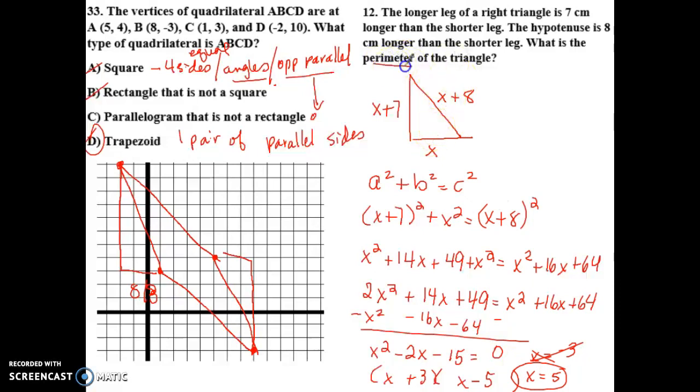But they want the perimeter. Oh. So this is 5, plus 5 plus 7 is 12, and 5 plus 8 is 13. So we get 25 plus 5, which is 30. 30 centimeters.